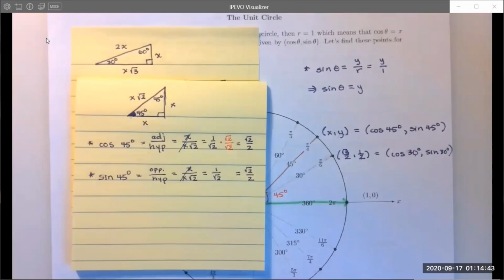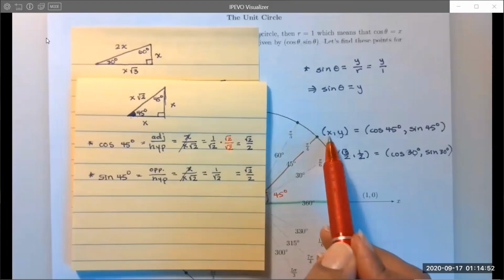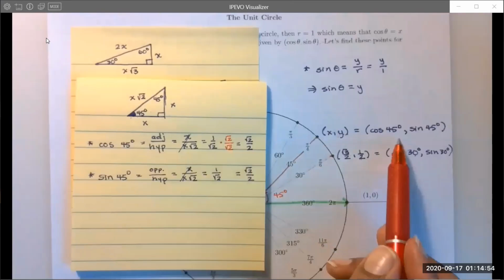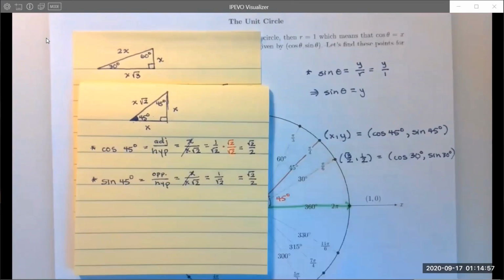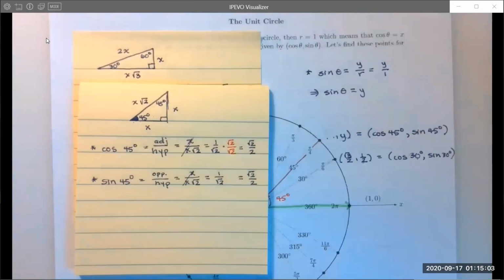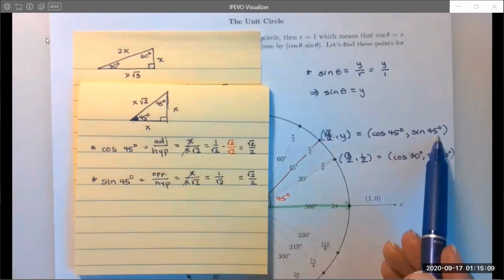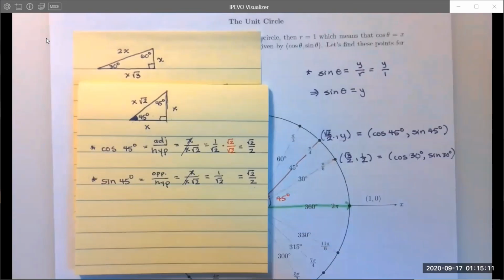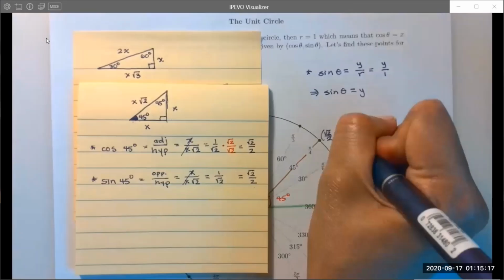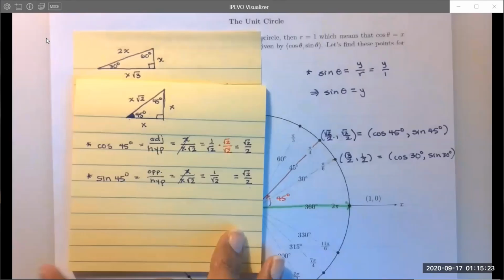So now, based on that, cosine of 45 is x. So that means that x here has to be radical 2 over 2, because that's what we calculated for cosine of 45. Just so we can erase the x and replace it with the number. And y is sine of 45. Sine of 45 is radical 2 over 2. So y will have the same value as x, square root of 2 over 2. Okay, so questions there.